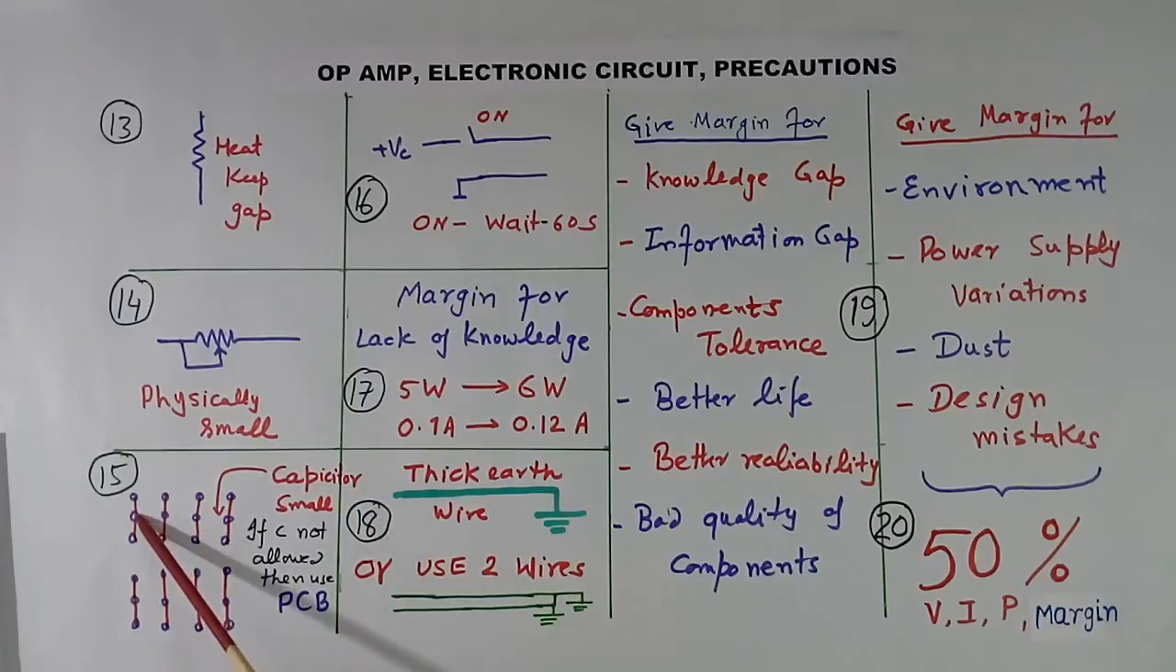You must know that in some circuits, this capacitor is not allowed. If it is allowed, very good, it will work. If it is not allowed, you cannot use a breadboard. You have to assemble on PCB. So I have written, if C is not allowed, this small c between this and this may be in picofarad, then use PCB. This is for your knowledge and information.